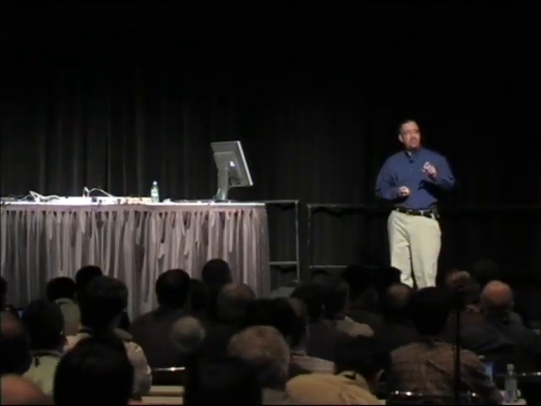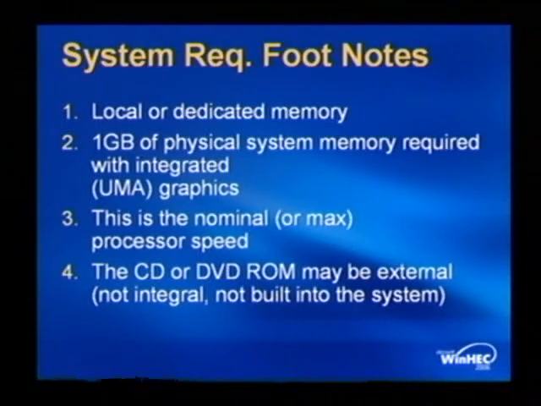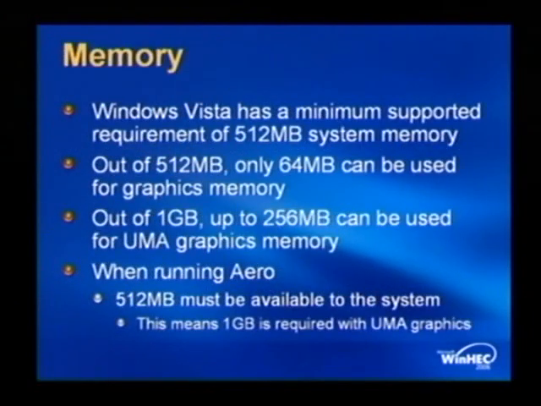The processor speeds that we specify, the 800 megahertz and the gigahertz, are the nominal or the maximum processor speeds. We're not disallowing processors that lower the clock rate for power management technologies. Those are the nominal speeds. Oh, and the CD-ROM or DVD-ROM doesn't have to be built into the system. It just has to be accessible via USB or FireWire or some other interface like you see on mobile systems.